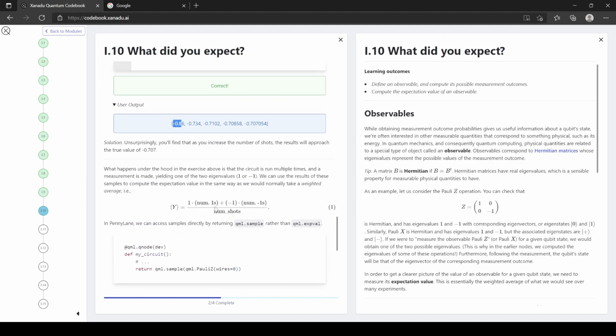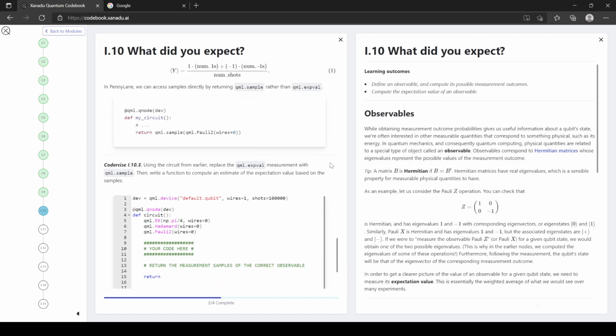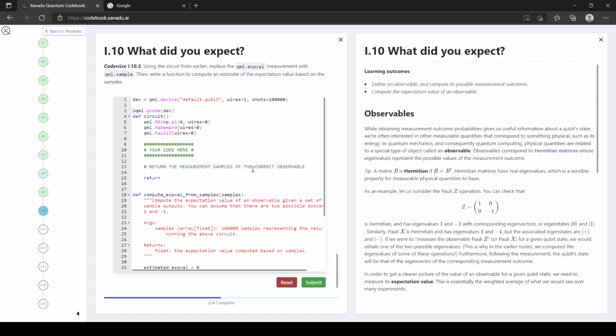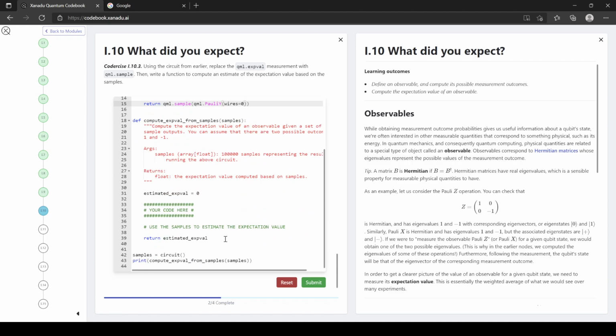Yeah, so that's just what an expectation value is right here. We can sample it directly, so we'll get the ones and negative ones right here. So we'll do qml.sample. What am I supposed to sample? The y observable. And we want to compute the expectation value.